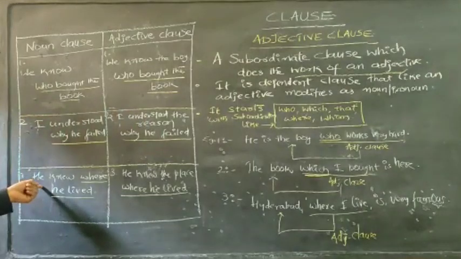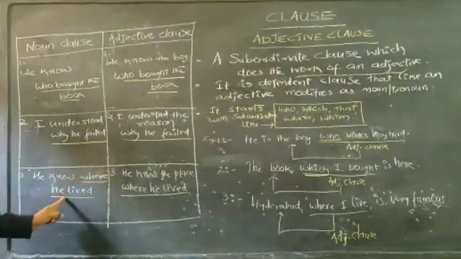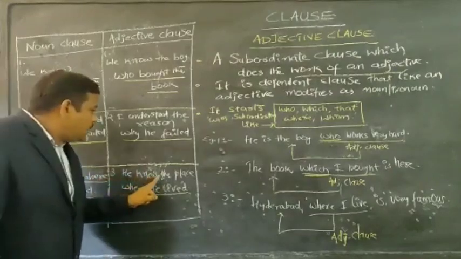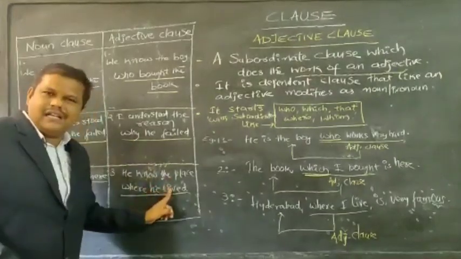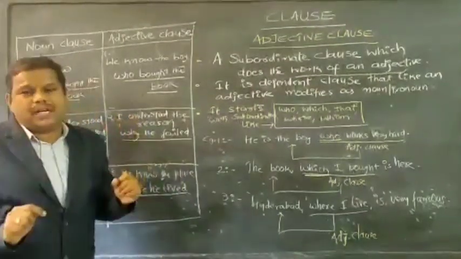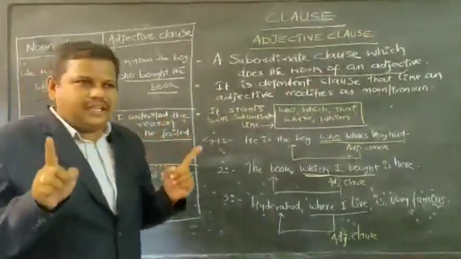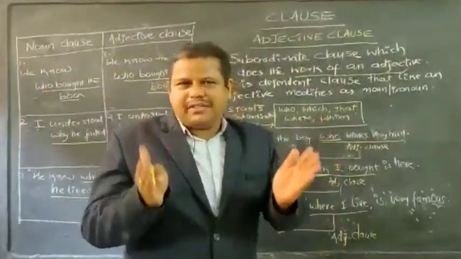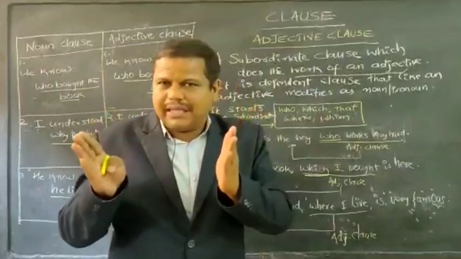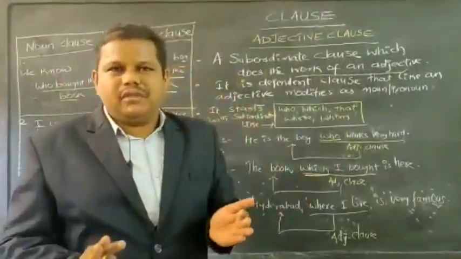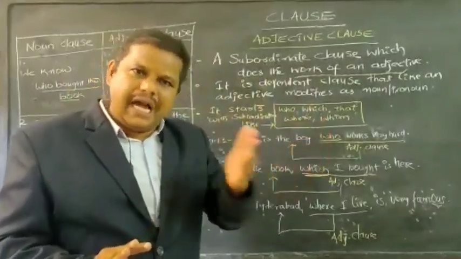The last and final example: He knew where he lived. Where is the subordinator. He knew the place where he lived. The place is the antecedent. So a very important concept: how to identify the adjective class, and you need to understand the difference between a noun class and adjective class. Let us start with another top concept, continuing the adverbial class.